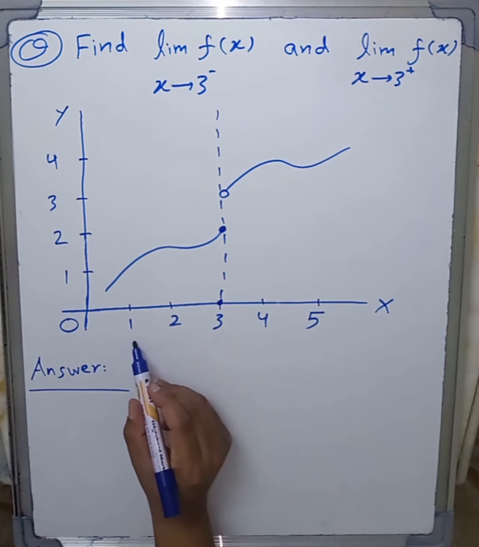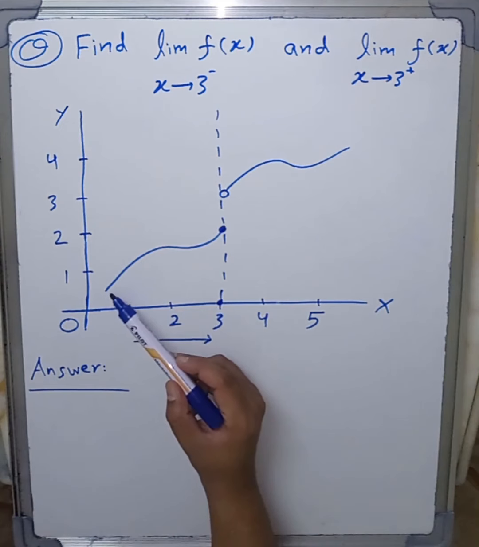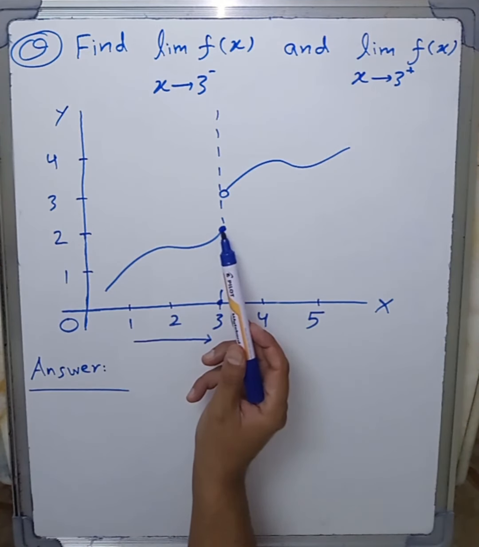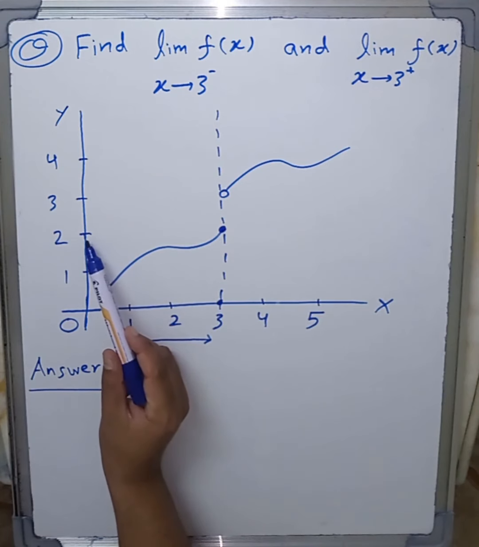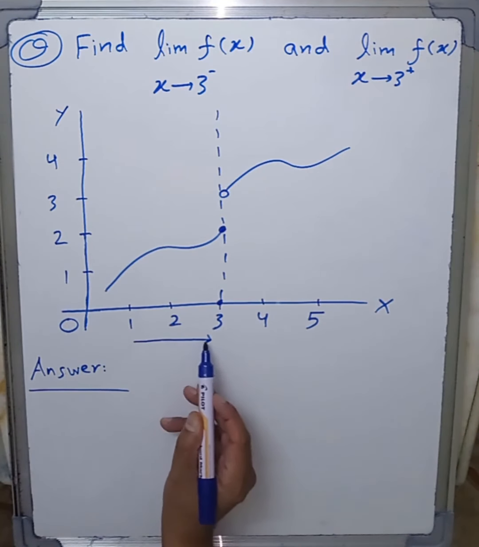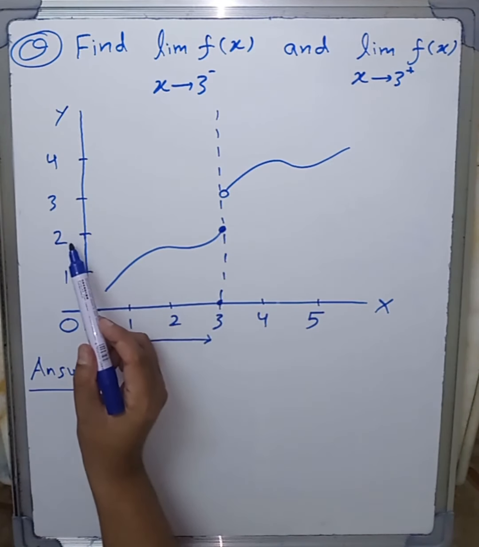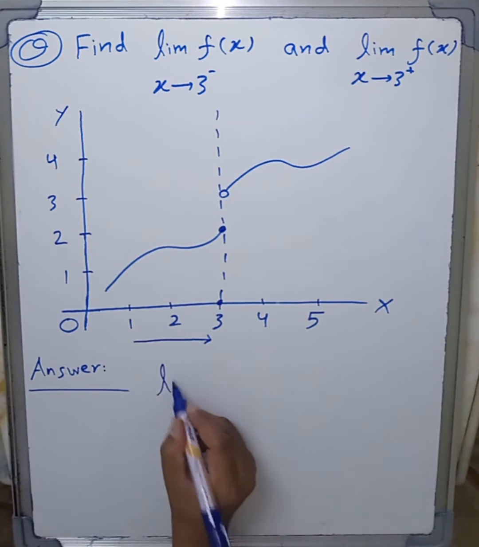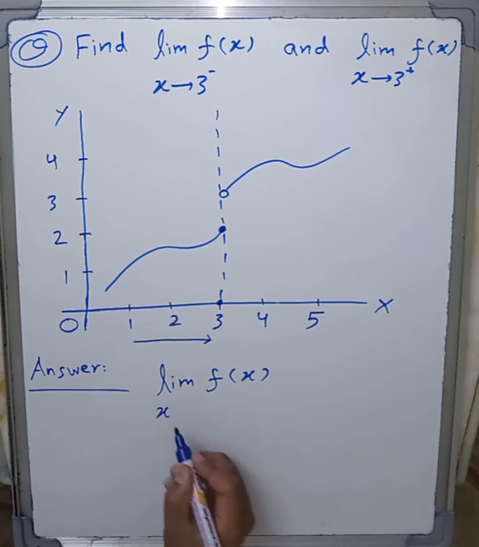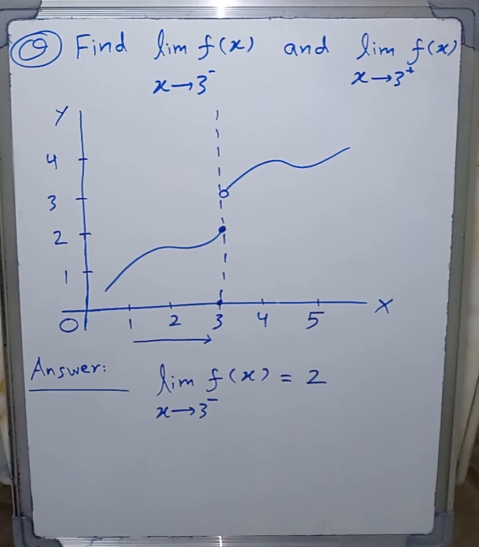As we are moving towards 3 from the left side, we can see that the function f(x) is moving towards this point, and at this point the value of the function f(x) is 2, and hence we can say that as x tends to 3 from the left side, the value of the function f(x) moves towards 2, and we will write limit of the function f(x) as x tends to 3 from the left will be equal to 2.